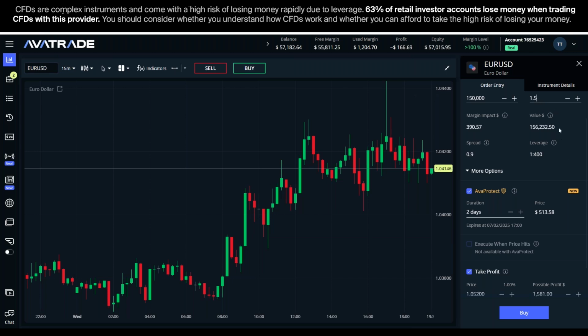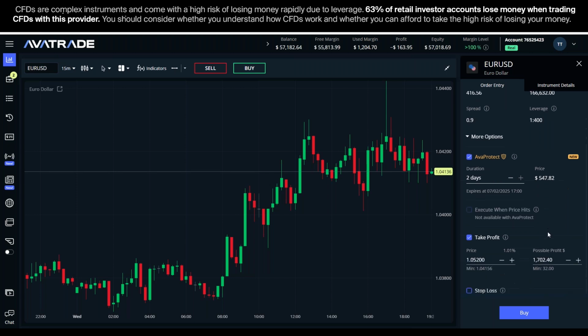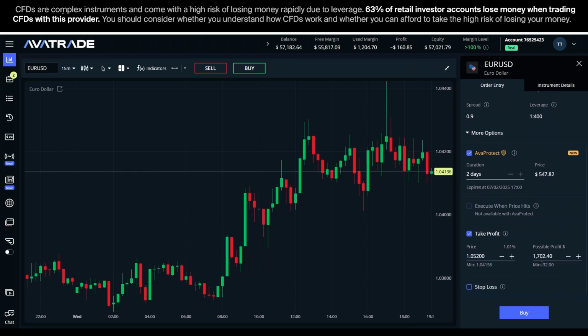Okay, 1.5, 1.7, 1.6. So that's less than 1% risk on my balance, and I could make over 3% in one move, risking a third of that, going after 1,700 plus profit, risking less than 1% on the account. Again, if I'm right 1 out of 3 times, I'm still profiting on a move like this.